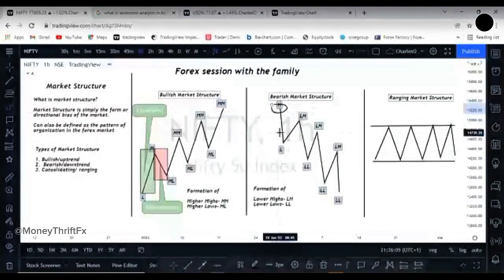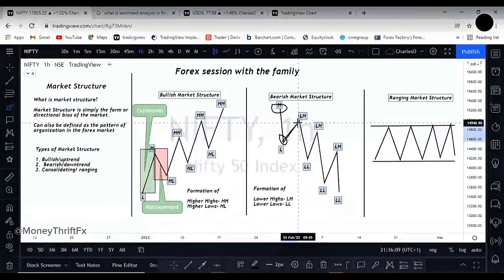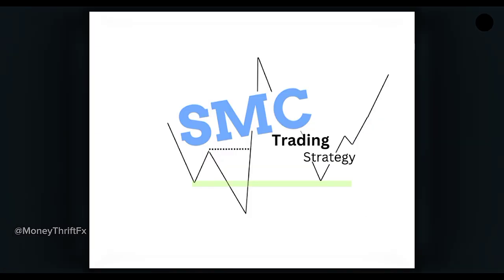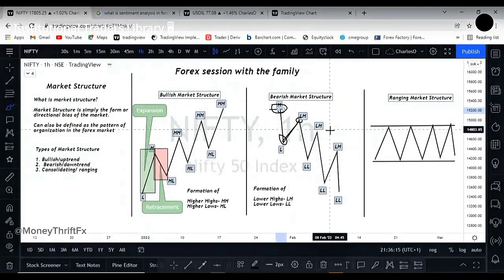Because this high was formed, this low was formed, and then price came up and wanted to create a high. It did not close above the previous high. So it is called what? A lower high, because it is lower than the previous high. This lower high also is lower than the previous high. This high is lower than the previous lower high.